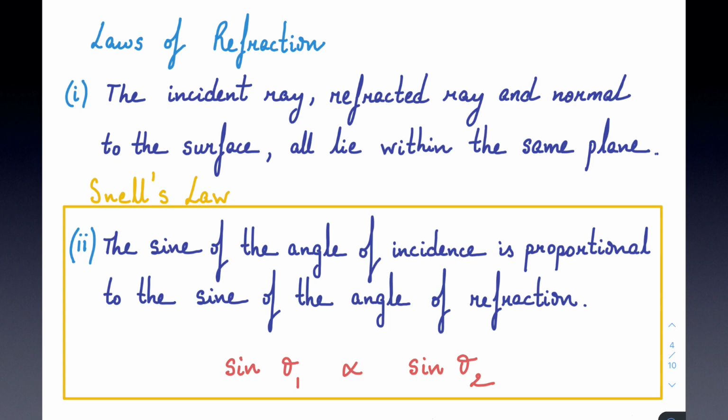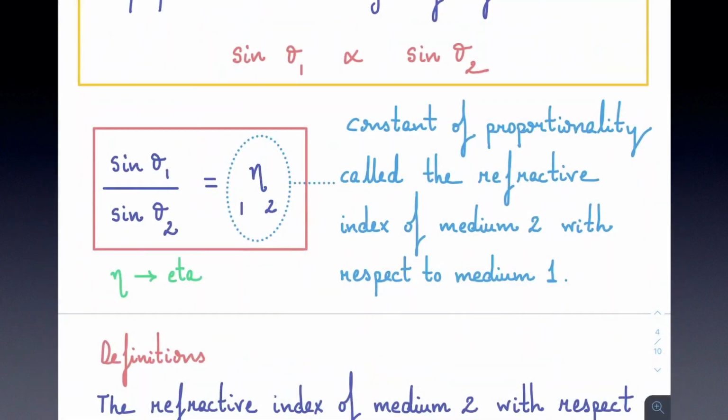In equation form, the constant of proportionality is called the refractive index of medium 2 with respect to medium 1. Its symbol is the Greek letter eta with subscripts 2 and 1 indicating the respective medium. So eta 2,1 represents the refractive index of medium 2 with respect to medium 1, and it is equal to the ratio of the sine of the angle of incidence to the sine of the angle of refraction.